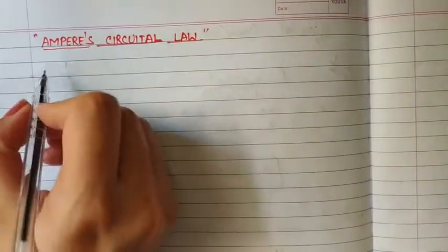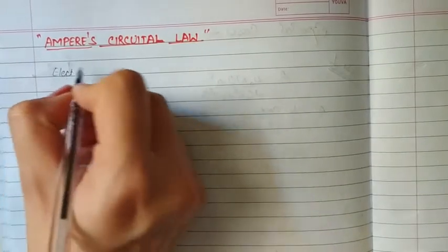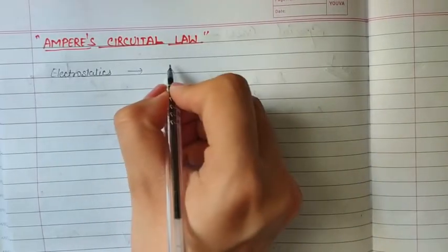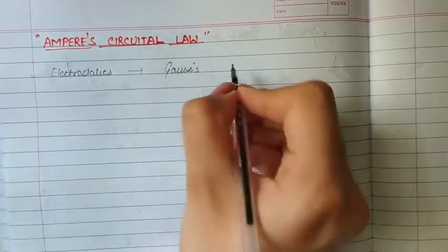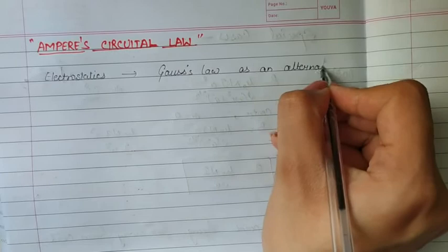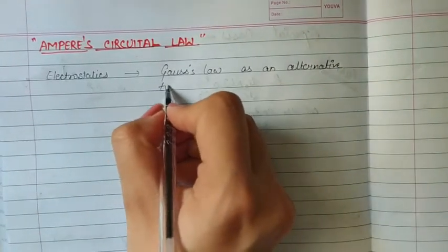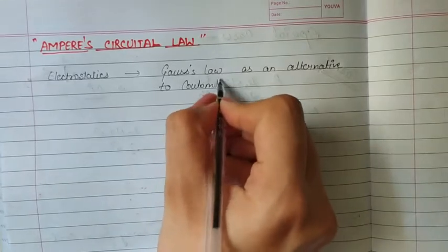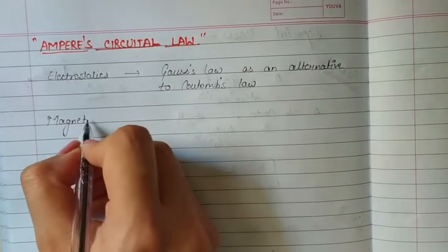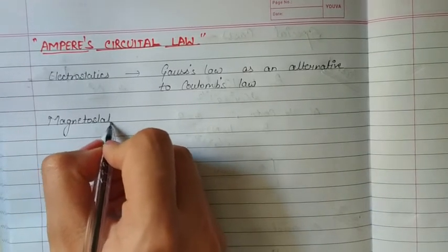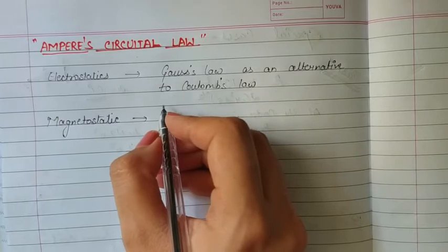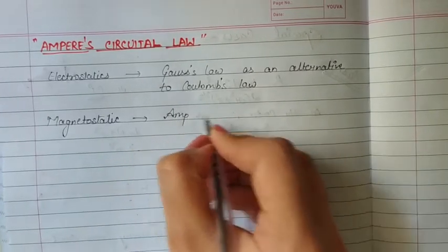When we studied electrostatics, we found that we have Gauss law as an alternative to Coulomb's law. Similarly, here when we are studying magnetostatics or the magnetic field, we have Ampere Circuital Law as an alternative form of Biot-Savart law.